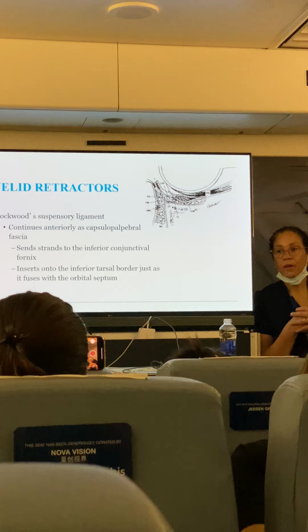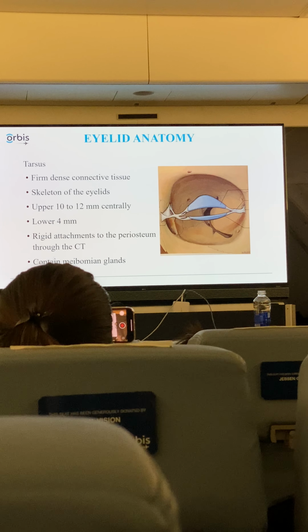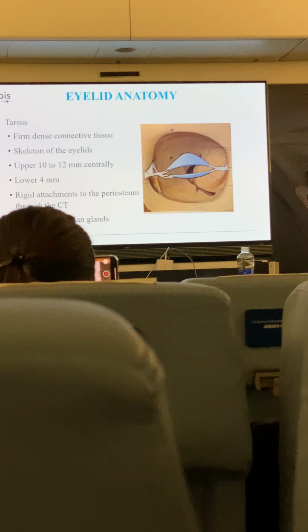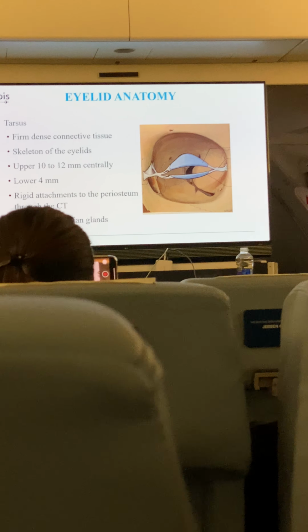So remember that the tarsus and the eyelid is what gives it structure and support. The tarsus is firm, dense connective tissue, and in a non-Asian eyelid, it measures about 10 to 12 millimeters up top.